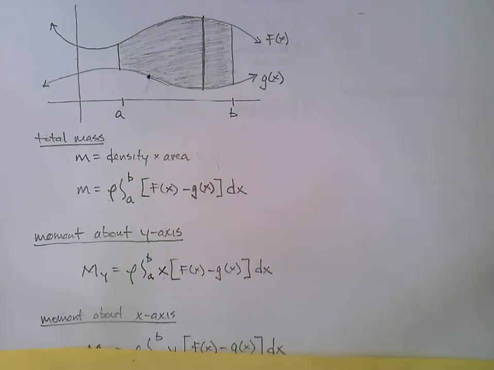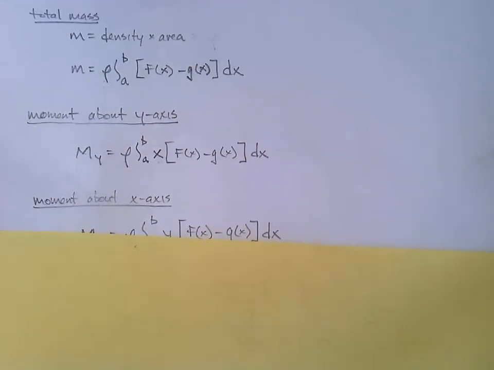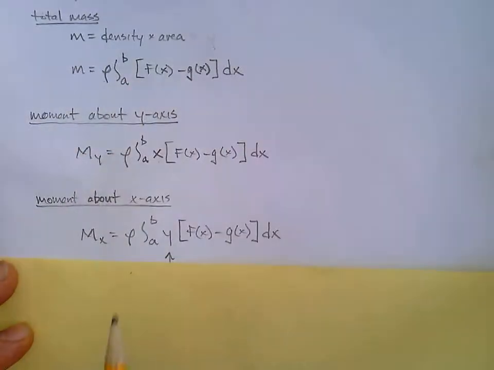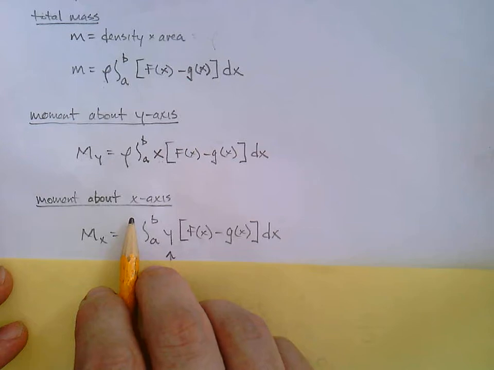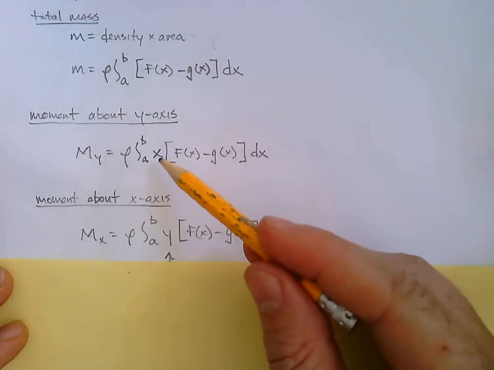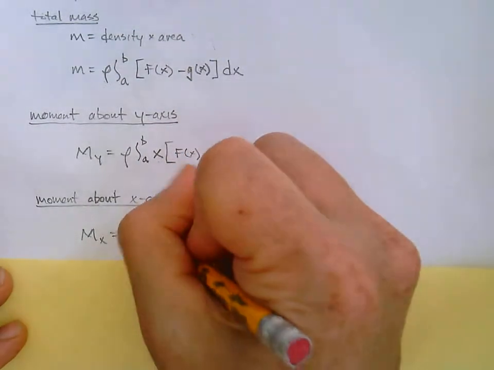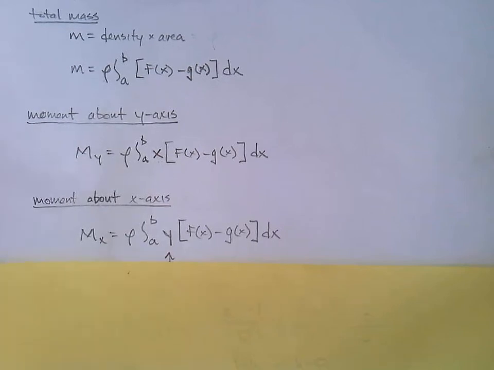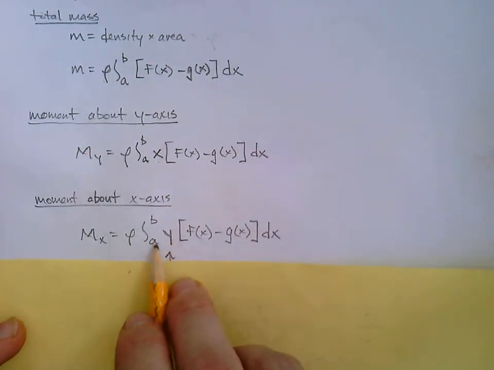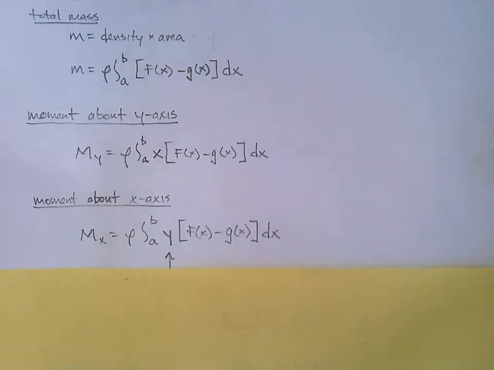How about the moment about the x-axis? Now here, it starts off in a familiar way, but there's a little bit more we've got to think about. The moment about the x-axis: if we're thinking about vertical rotation about the x-axis, then where we multiplied by x here, we should multiply by y. And that's exactly how we did it in the two-dimensional case. However, we're integrating with respect to x, so we can't leave the y right there. We need it in terms of x. So there's a clever way to get around that.